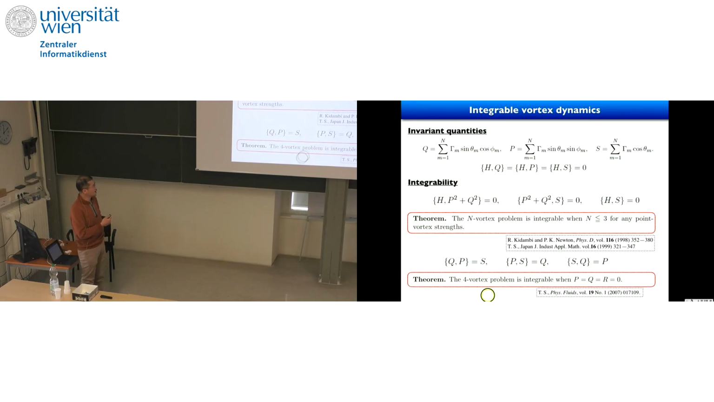In addition to that, when we see that Q, P and S are also in involution with each other, then if S, Q, P, which are invariant quantities, are always zero, then the four-vortex problem is still integrable. So this kind of problem is considered in this paper, 2007. Okay, so that means the two-point vortex interaction, the three-point vortex interaction, and the four-point vortex interaction are very simply described by an integrable dynamical system.